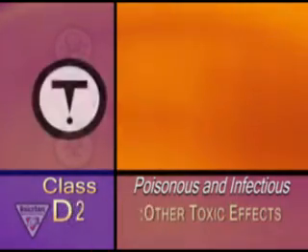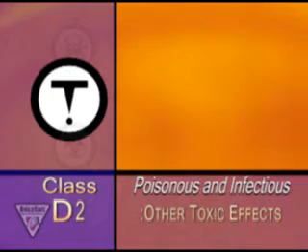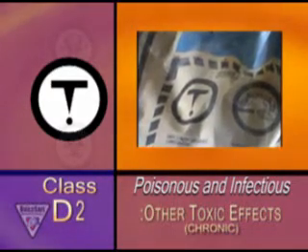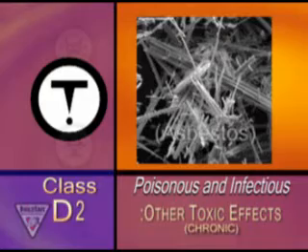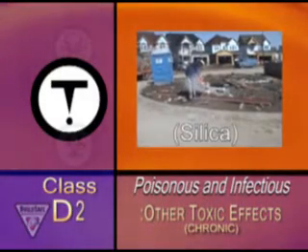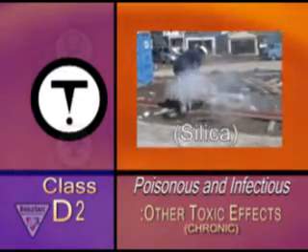Class D2 is for other toxic effects and is represented by the T with an exclamation point. Hazards in this category can include cancer-causing materials such as asbestos or silica, which can take 15 years and longer to develop scarred lungs or cancers.